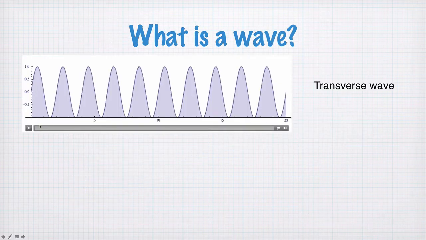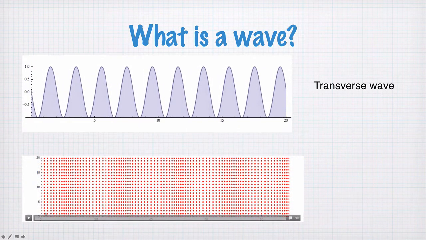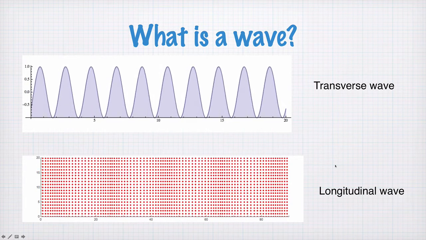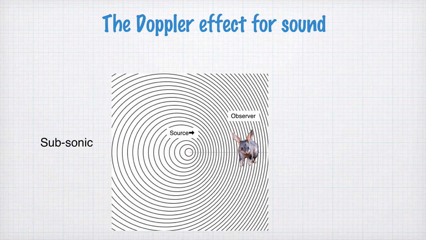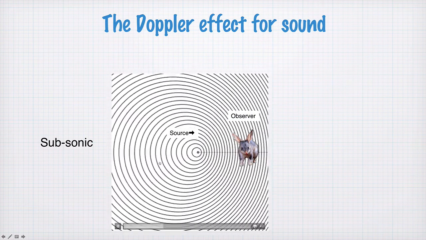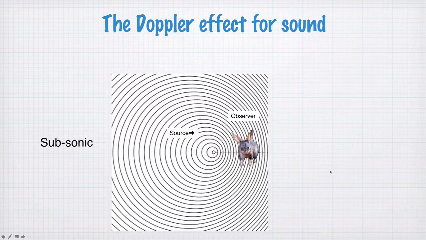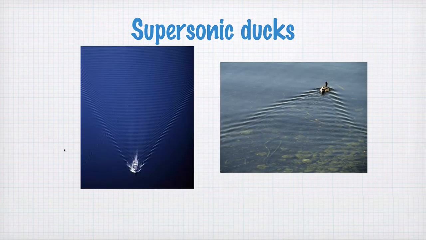And from there we're going to start talking about waves and different kinds of waves, for example a transverse wave or a longitudinal wave, like this. So there are different kinds of waves, and we'll talk about which waves exist in which different systems. We'll talk about some properties of waves like the Doppler effect, where the source is moving, for example, so the wavelengths are different depending on which side of the source you're on. We'll talk about the case when it's subsonic and also the case where it's supersonic, like these ducks travelling faster than the wave speed in water.